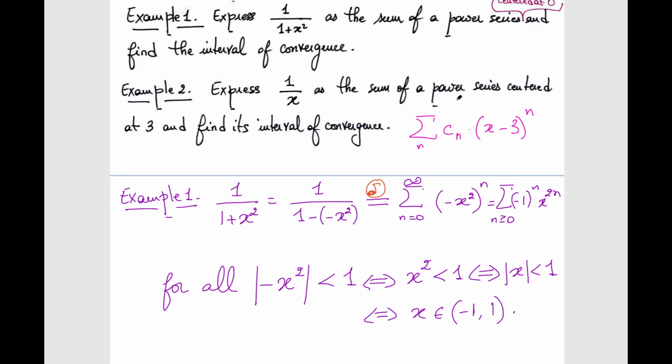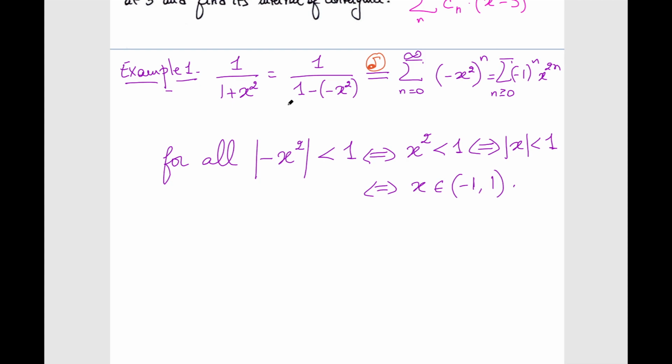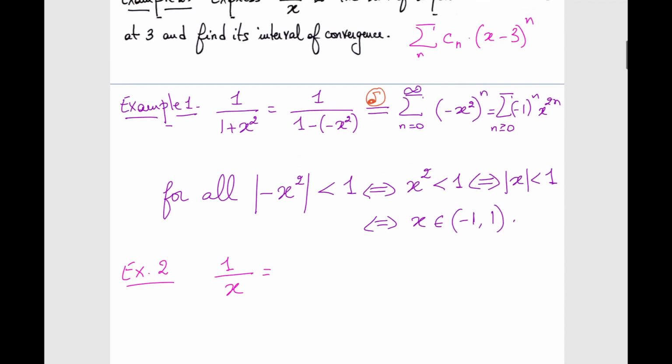And I want to discover what these Cn's are. Make sense? So this is what we mean by, if you remember, this is what it means by definition, that the series is centered at 3, correct? Okay, so I want to rewrite it as such. All right, let's do it. So let's take that problem, example 2. So I have 1 over x, and as we said, we want to rewrite it as such.